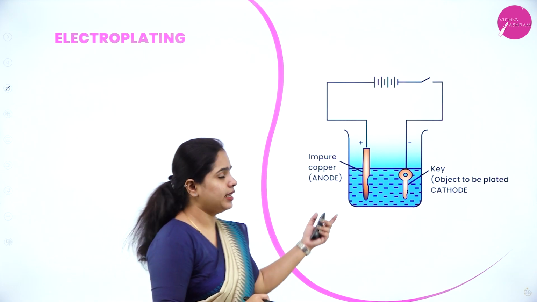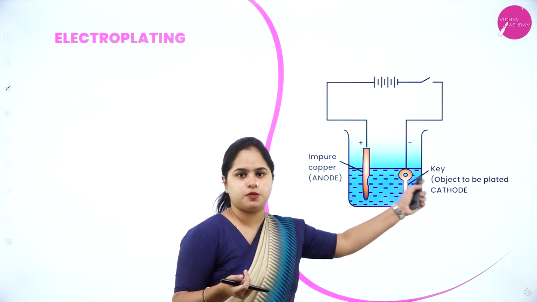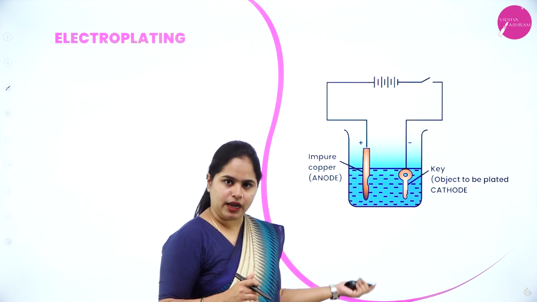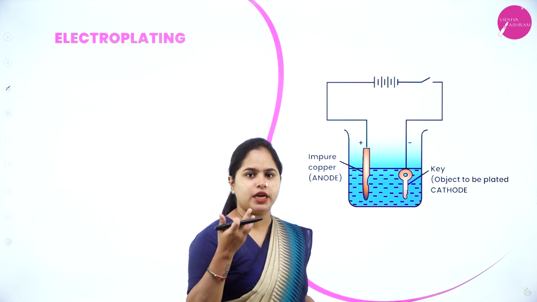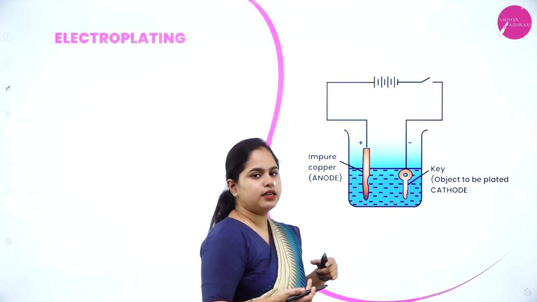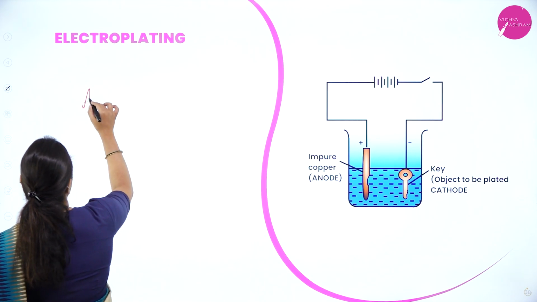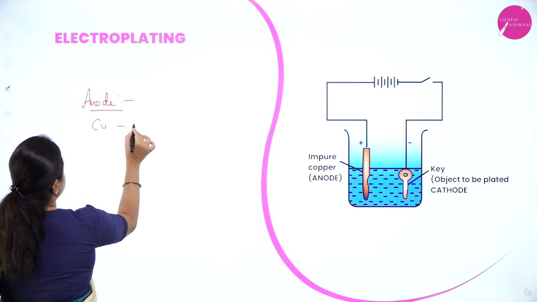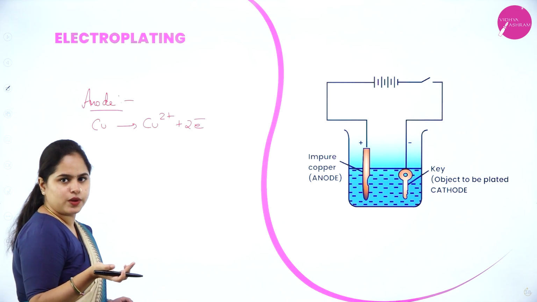So now let us see this particular example which is shown here. I have to electroplate a key which is present here using copper. So that is my aim. So I take the impure copper as the anode again, and the object I want to electroplate, I will take as the cathode. As we studied earlier, the anode will be undergoing oxidation. So again the same reaction will be taking place. We are taking copper itself, right? So at the anode, oxidation takes place. Cu will get oxidized into Cu2+ copper ions, and 2 electrons will be released.